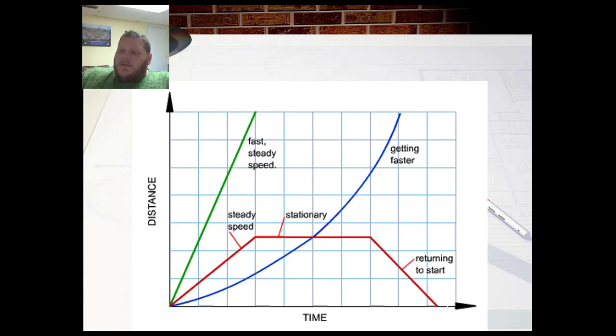The blue one, this is for a position time graph, which sometimes I call a distance time graph. You can see that my blue graph is curved. That means I am still moving forward. I do have a positive velocity. But you can see that curve tells me that my speed is not constant. That rate is not constant. It's increasing as I go along. So that shows me for a position time graph, if I have a curve, that means I'm going to be accelerating.